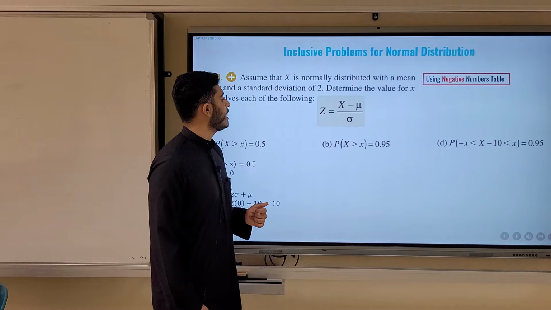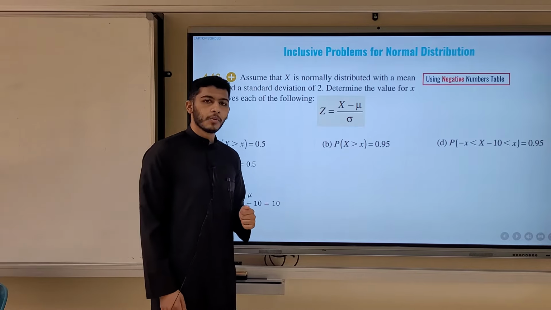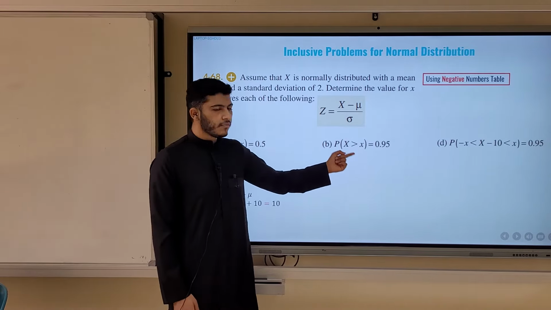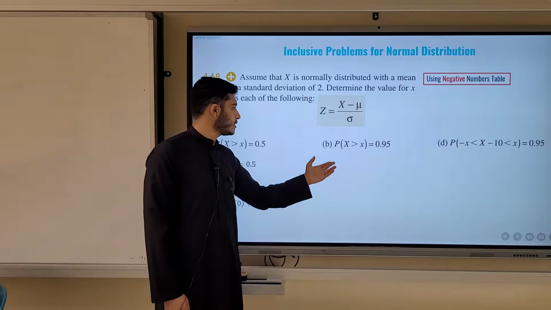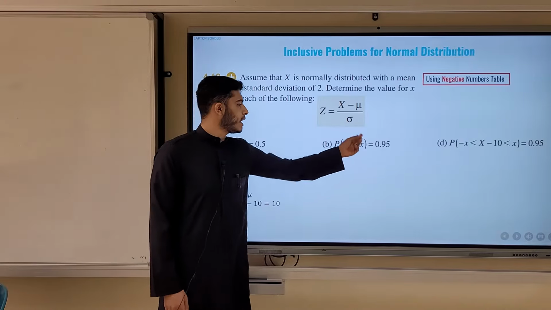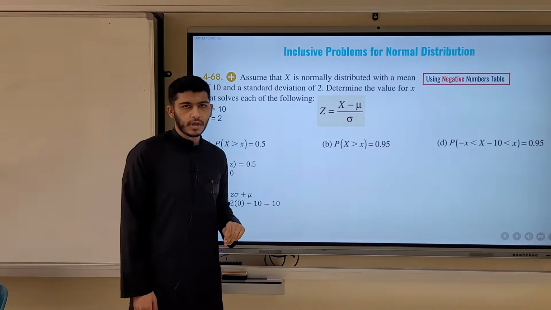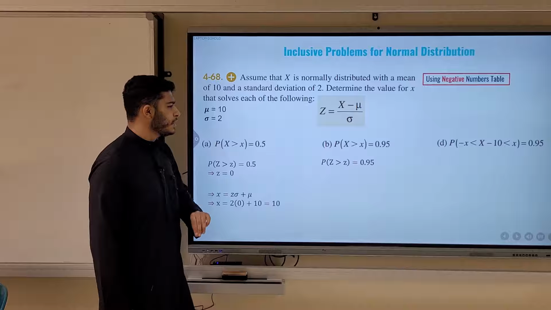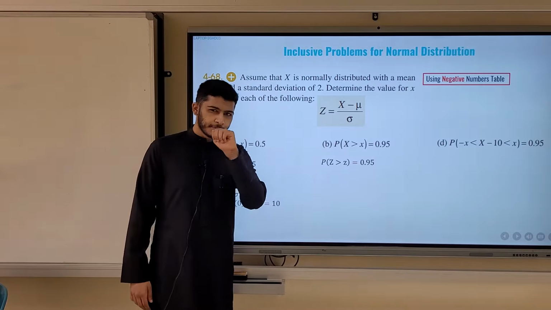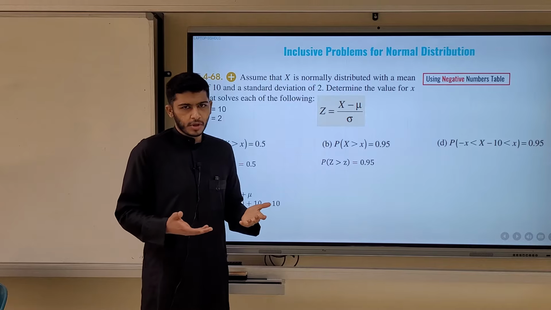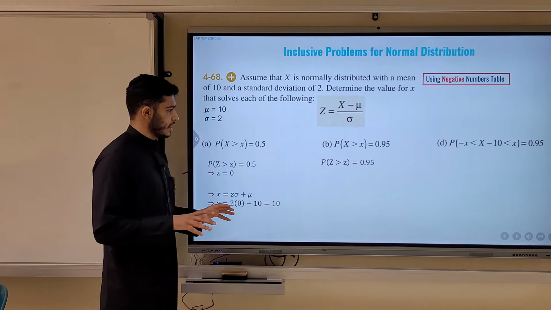Now, the next one. The probability of capital X greater than x equals 0.95. The same idea here, but the value for x would definitely change because you are trying to find the value of x such that when you take everything above it, you end up with 0.95. Standardize first. After you standardize, now we need to use the table. If I'm going to use the table, do I have to have a clear number in front of me? No, not necessarily.